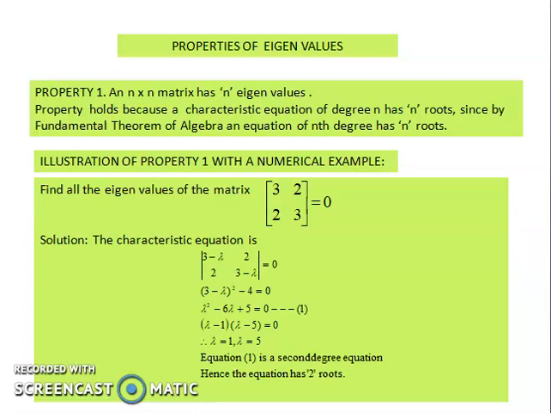Over here I have written the characteristic equation and I am getting a quadratic equation, and we have got 2 eigenvalues, lambda equal to 1 and lambda equal to 5. So over here the order of the matrix is 2, the characteristic equation is of order 2 and we are having 2 roots. Therefore an n cross n matrix has n eigenvalues.